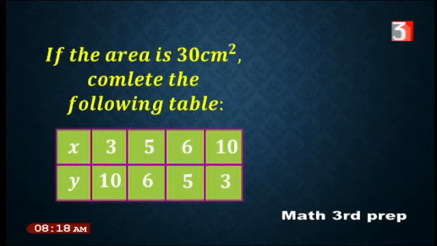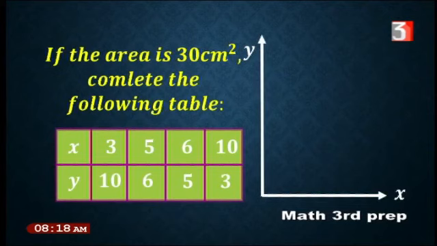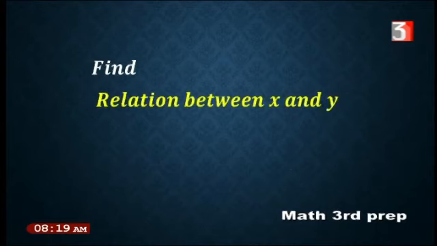Now we have got the relation between x and y, and it is represented graphically by the opposite figure. You are going to notice that it is a curve, not a line passing through the origin. Then find the relation between x and y. You have obtained the relation between x and y as x times y equals 30. And this is called the relation between x and y.